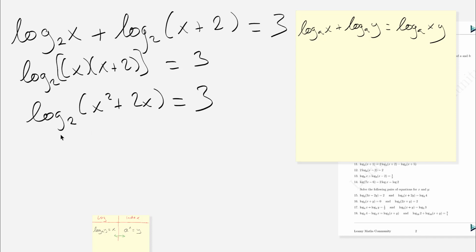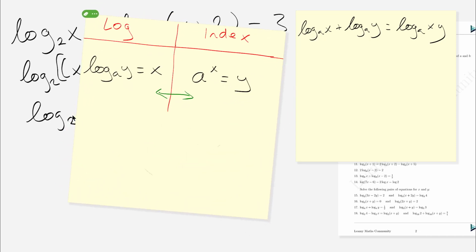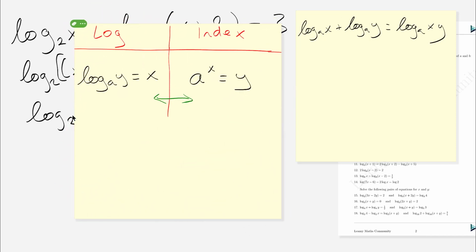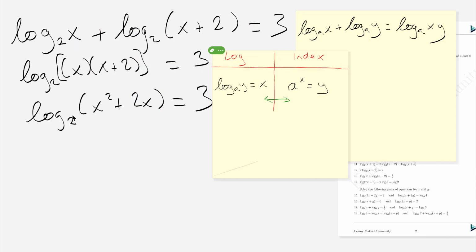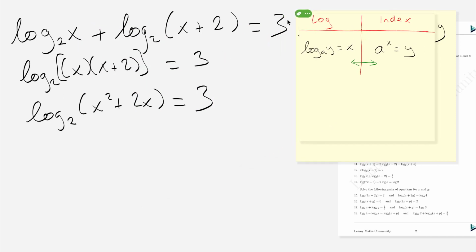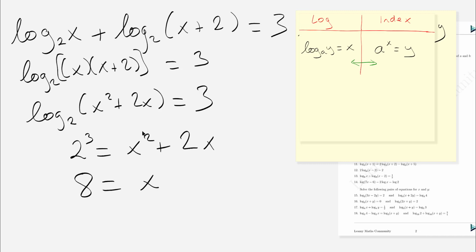So now I'm at the situation where I've got log just written once on the left-hand side, so I can finally use this rule that I have here to get rid of my logs. In this case, using that rule, this will be 2 to the power of 3 equals x squared plus 2x. In other words, 8 is equal to x squared plus 2x. So we can see that we have turned it from a logarithmic equation into an algebraic equation. This particular algebraic equation is a quadratic equation.